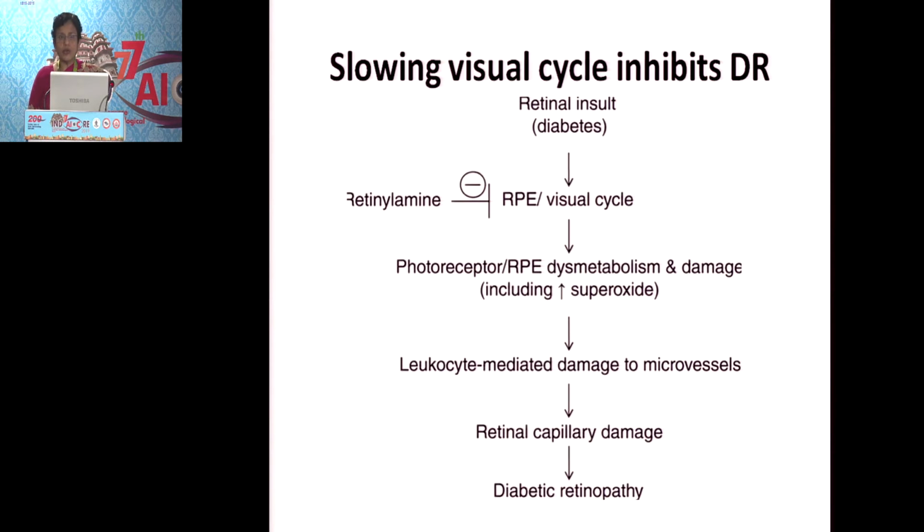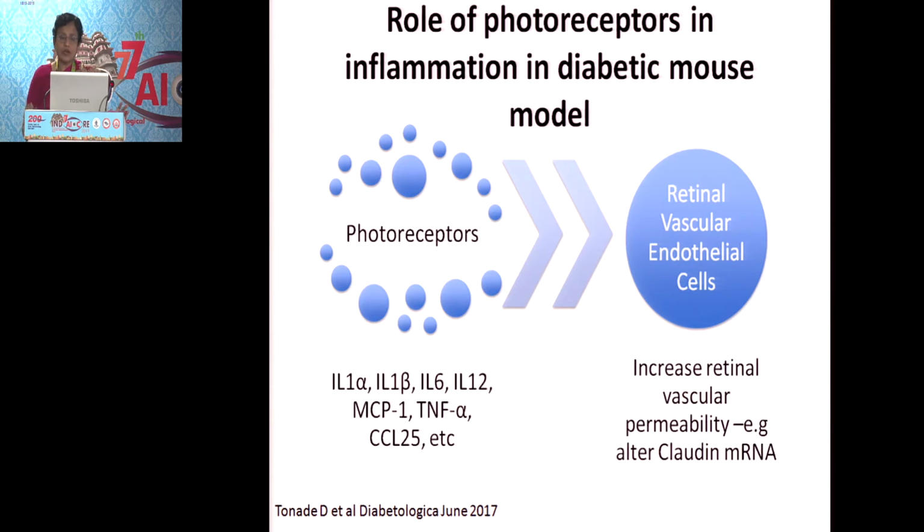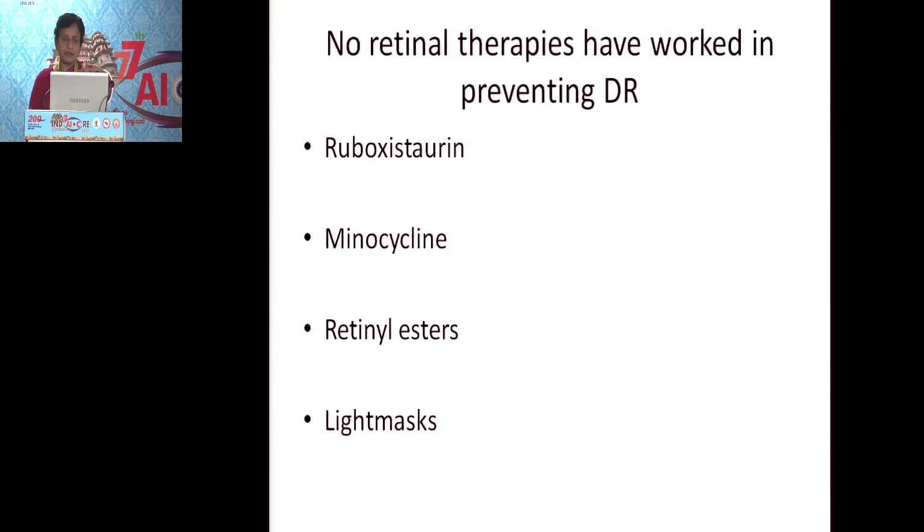Next is the visual cycle. So we think the retina has the visual cycle and therefore it's different. So we have this retinylamine, which is an RPE65 blocker that has been tried in diabetic retinopathy. In small studies, it does show a difference. But again, it hasn't been replicated in larger studies. Or maybe the role of the photoreceptors is by inducing inflammation, and inflammation is the one that triggers diabetic retinopathy. Again, we do not know the direct causal effect as yet.